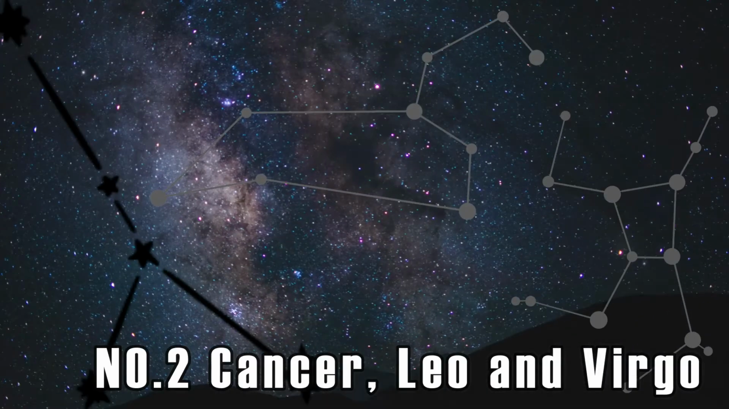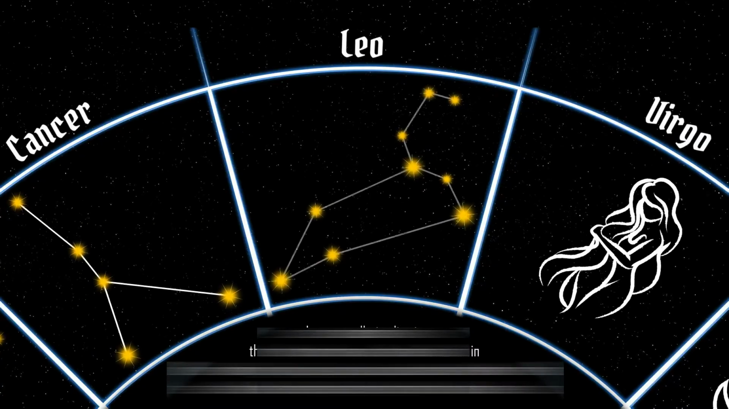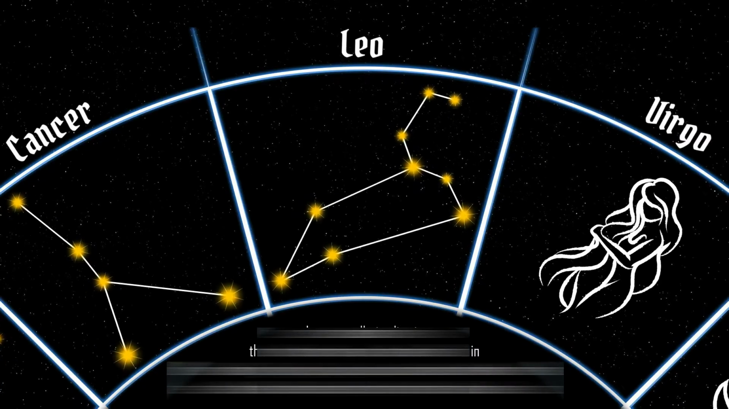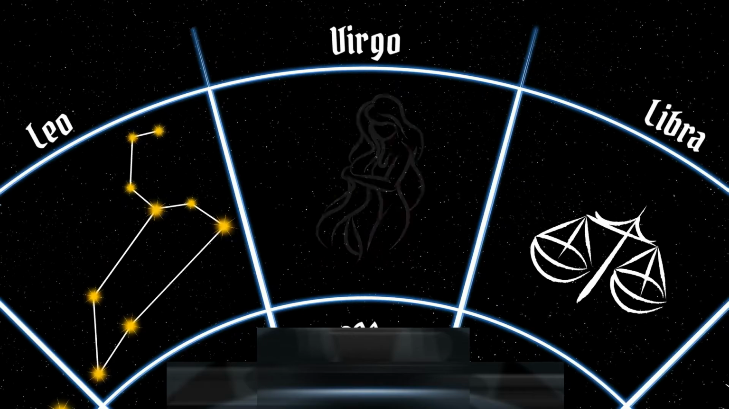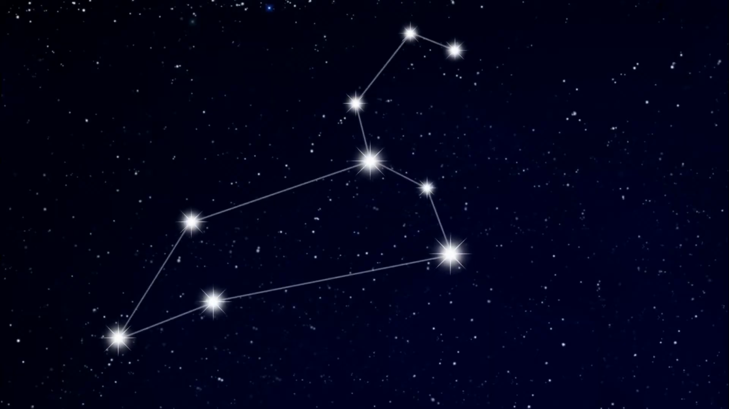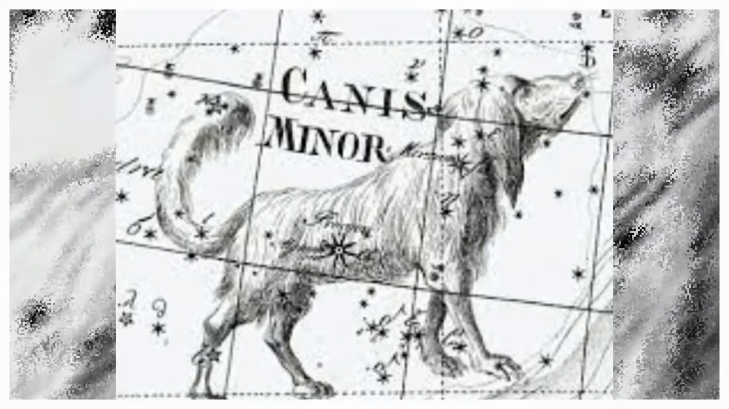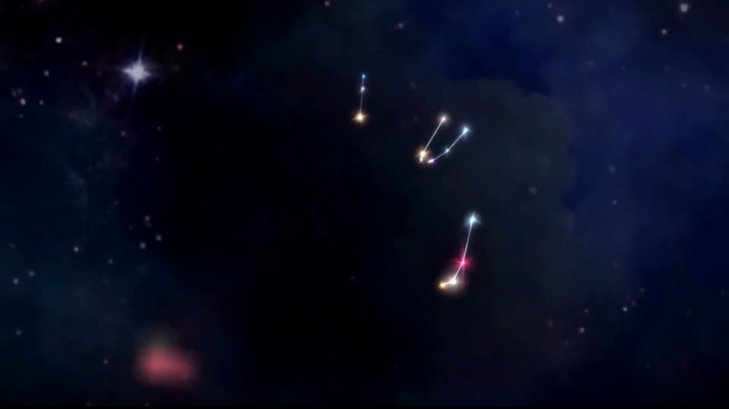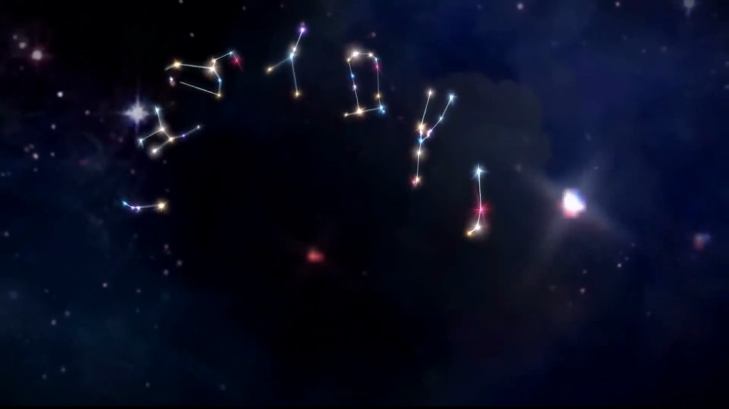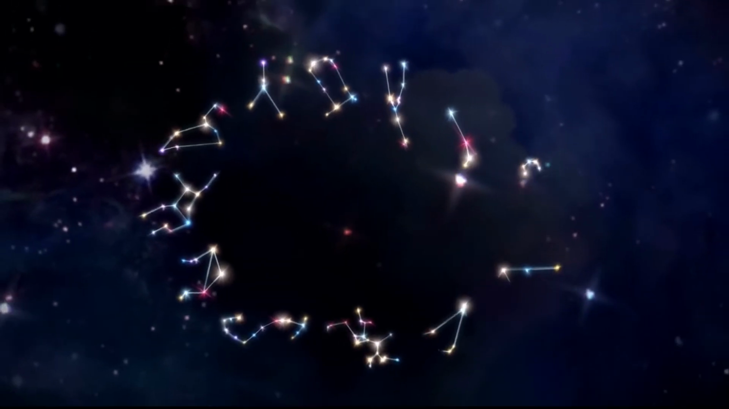Number 2, Cancer, Leo and Virgo. The Big Dipper's brilliant stars make it simple to locate the spring zodiac constellations Leo and Virgo, while the sickle of Leo, Castor and Pollux in Gemini, and Procyon in Canis Minor make it easy to locate Cancer. Leo and Virgo's brightest areas resemble a question mark turned backwards and the letter Y, respectively.